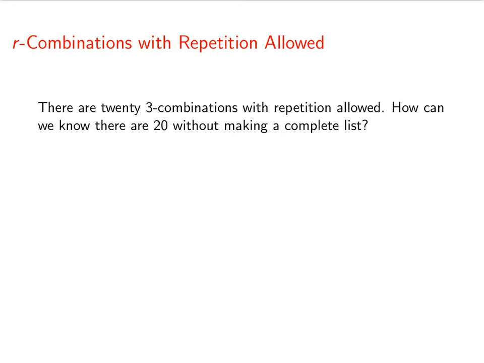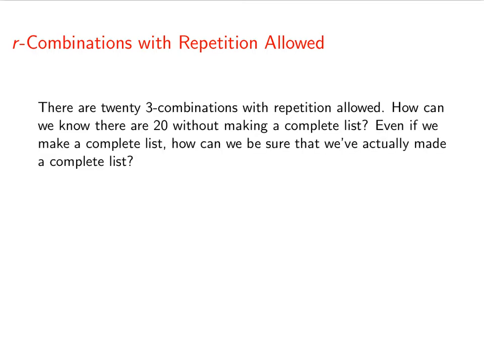But how do we know that there are 20 without going about the trouble of making a complete list? And even though we've sat down to write a complete list, how can we be sure that this really is a complete list? Maybe we missed someone.